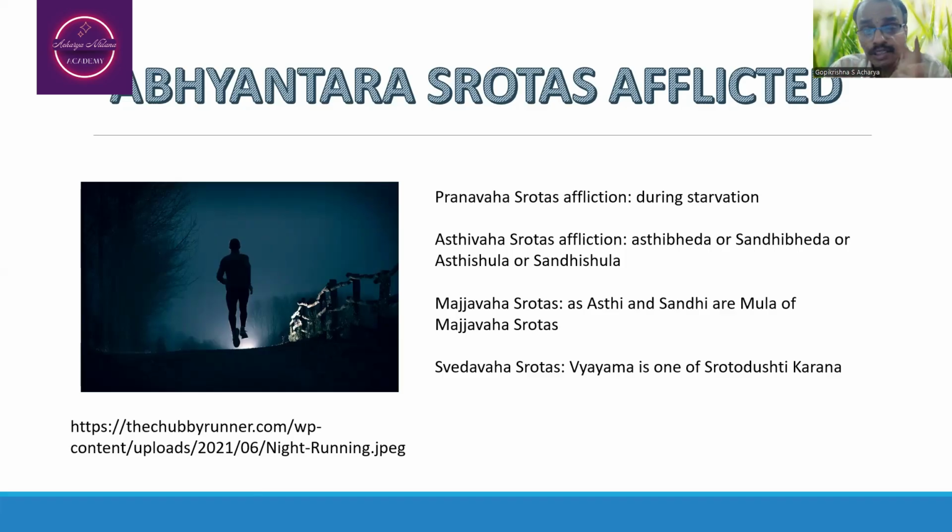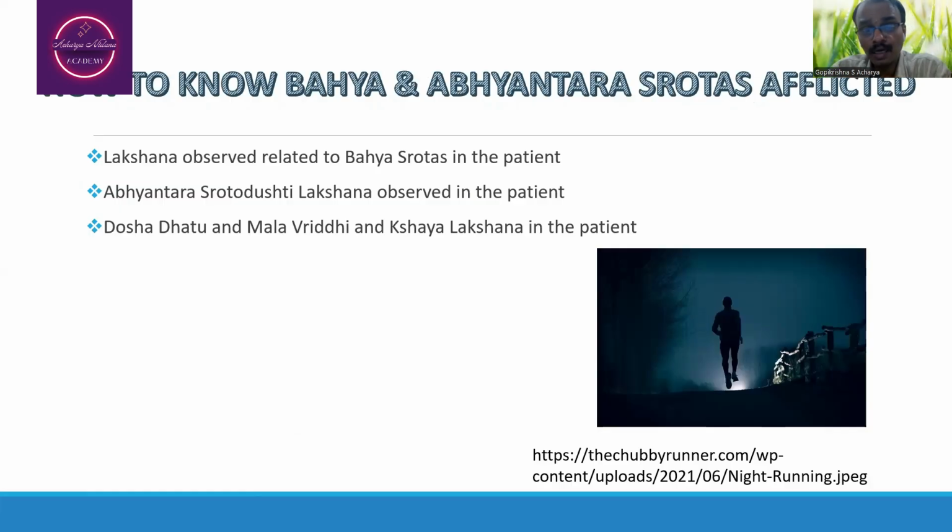So, as such, initially we have to see what particular bahya srotas is being afflicted, then we have to see what are the abhyantara srotas that may be afflicted in an individual. Then, how do we know about these bahya and abhyantara srotas affliction? The first and foremost thing, as we have discussed earlier, is to analyze what particular lakshana related to bahya srotas are observed in an individual. The lakshana that we have discussed earlier in the context of bahya srotas are in this particular video.